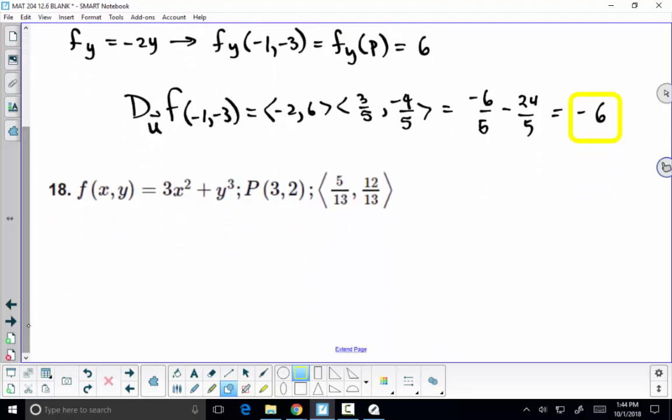All right, so all we need, it's so simple in a lot of ways. We just find the unit vector pointing in the direction of interest, figure out our f sub x and our f sub y, dot the 2 together.